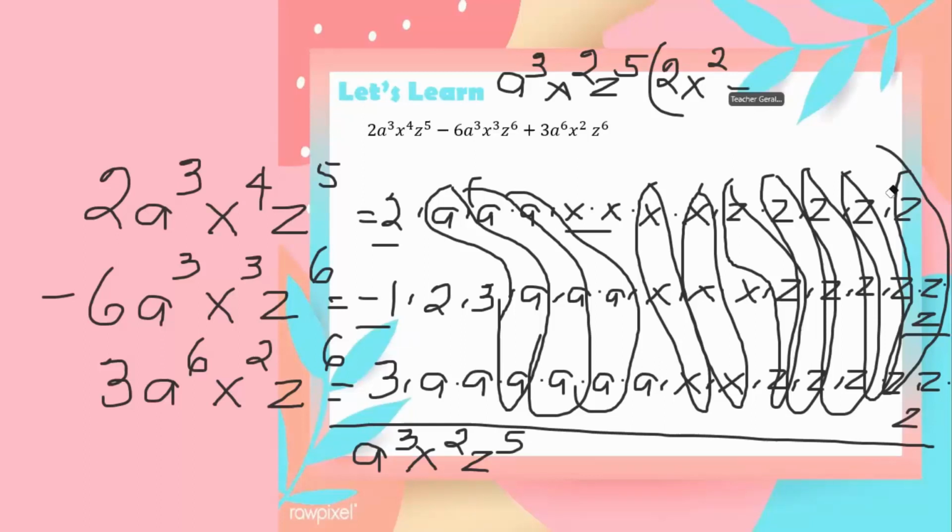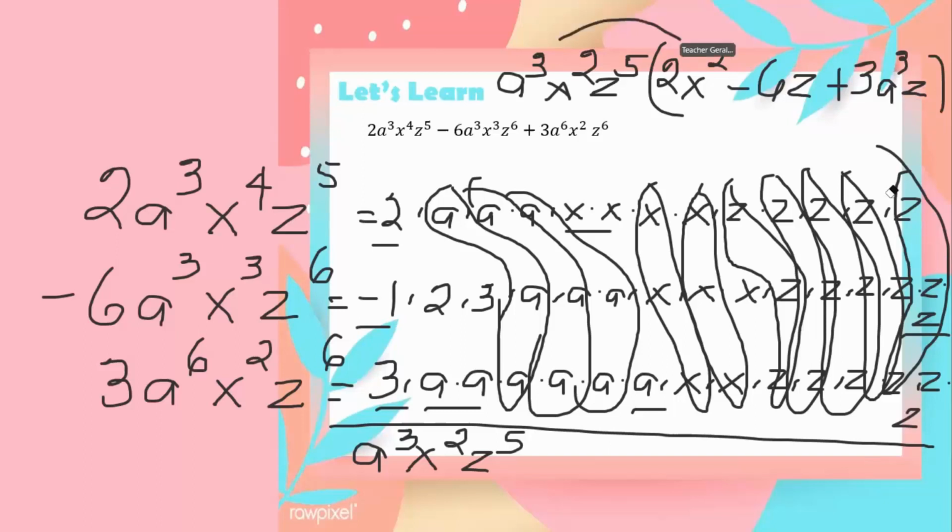So, negative 6. Okay, and then may natira bang x? Walang natirang x, pero may natirang z. And then, ito naman, 3. So, positive 3. May natirang tatlong a. Yan, kasi may a pa dito. And then, walang natirang x, pero may natirang z. Okay, so let's try to check again. Tama ba? 2ax cubed, x to the 4th, okay, and z to the 5th. Ito naman, negative 6a cubed, x squared.